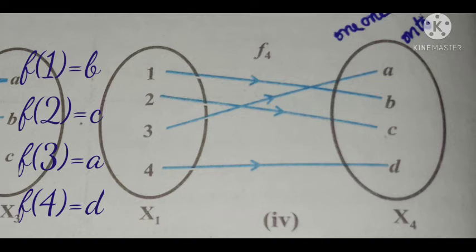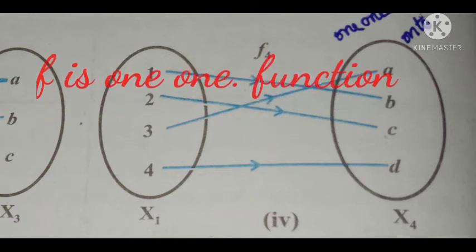This is the representation. Here we can see that all the X elements 1, 2, 3, 4 have different images B, C, A, D. Okay. So different X elements have different images and therefore f is known as a one-one function.